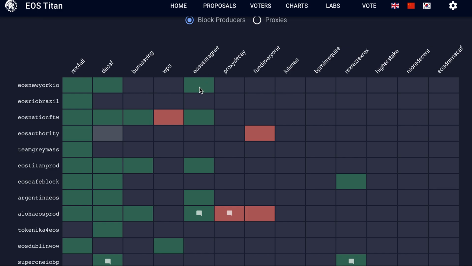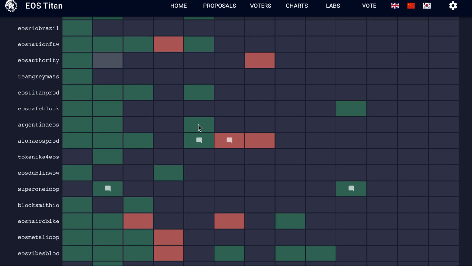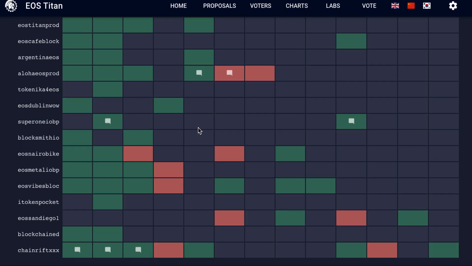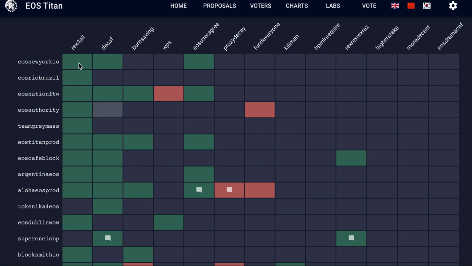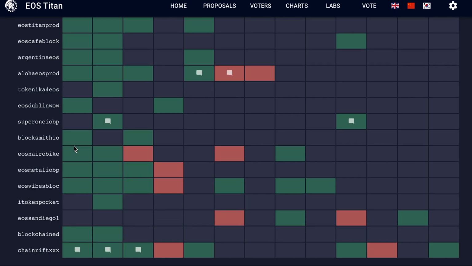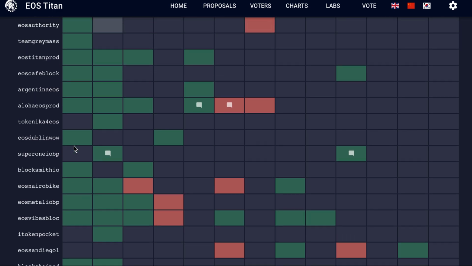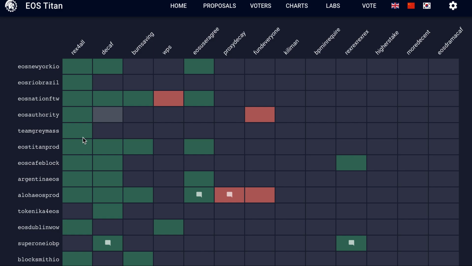As you can see here, EOS New York, which proposed it, has voted for it. EOS Nation, EOS Titan, Argentina, Aloha, quite a few have voted already, and a lot of them are pending. What we are seeing here is that Rex for All, one of the most popular referendums, has been voted for by most of the block producers. So that's in the best condition to get approved as soon as it is put up for BP voting.